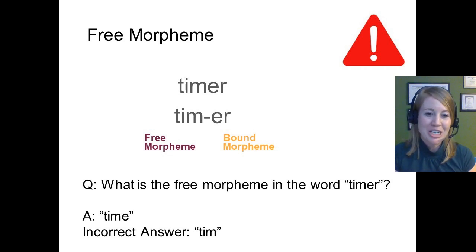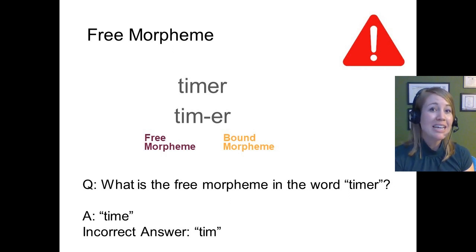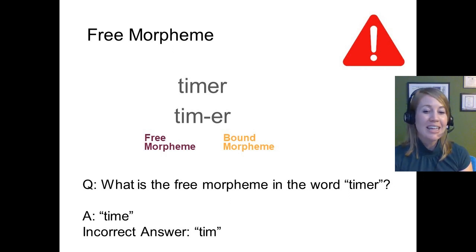That's the part we're attaching. So if I ask you, what is the free morpheme in the word timer? The answer is time, T-I-M-E. The incorrect answer is Tim, okay? Because Tim does not mean time. Some words, literally, if you spell them wrong, you do change the meaning. And this is why I'm stressing that you would spell drive, D-R-I-V-E, instead of driv, D-R-I-V.